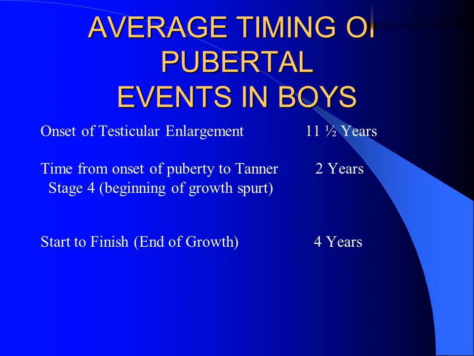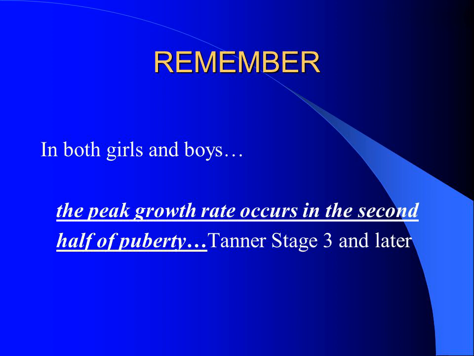Onset of testicular enlargement, 11.5 years. Time from onset of puberty to Tanner stage 4, beginning of growth spurt, 2 years. Start to finish, end of growth, 4 years. Remember, in both girls and boys, the peak growth rate occurs in the second half of puberty, Tanner stage 3 and later.